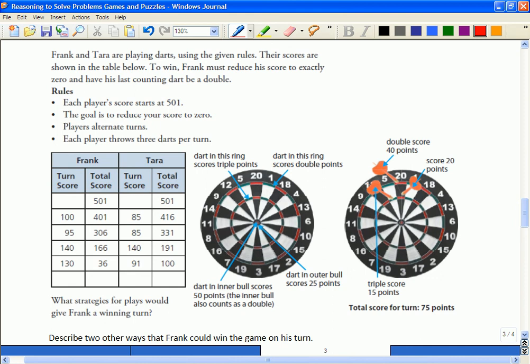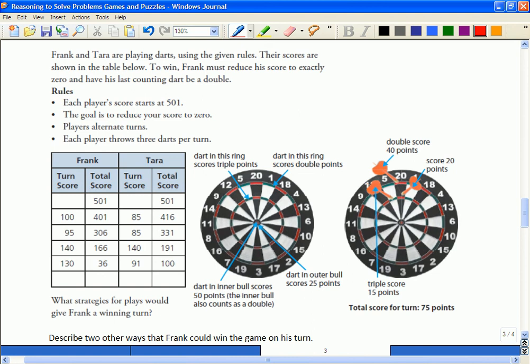If Frank doesn't win on the next turn, looking at this board, can anybody give me a strategy? If you're Frank, how can you win? Because for 36, he needs to hit exactly 36 points. You can't go over. So how could he do this? If you were Frank, where would he have to shoot for?